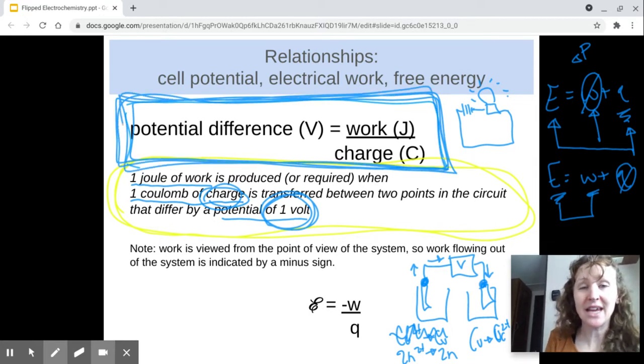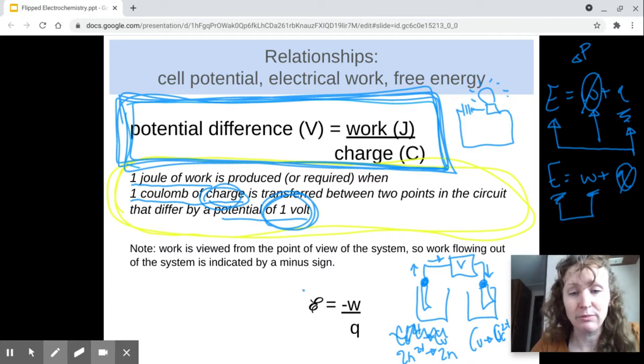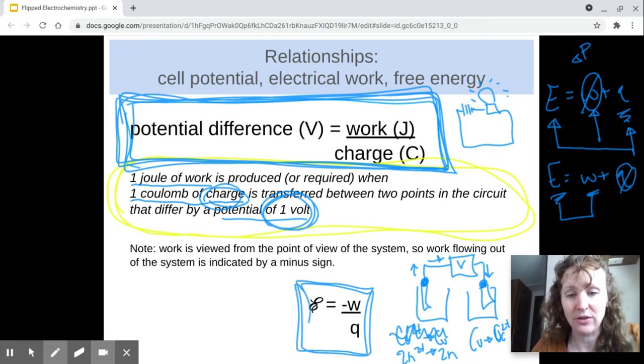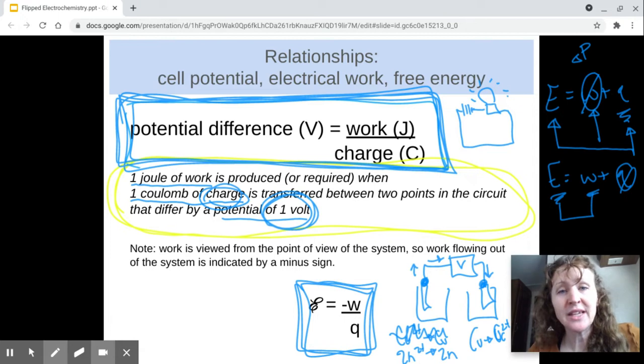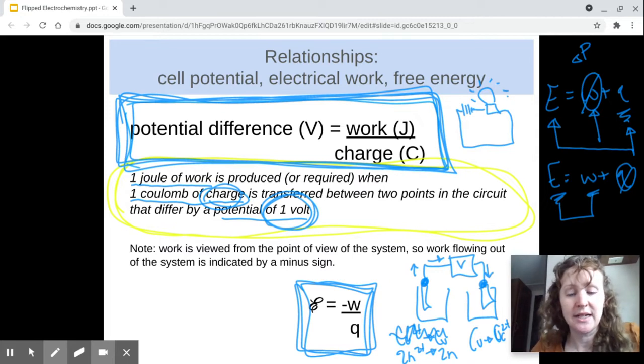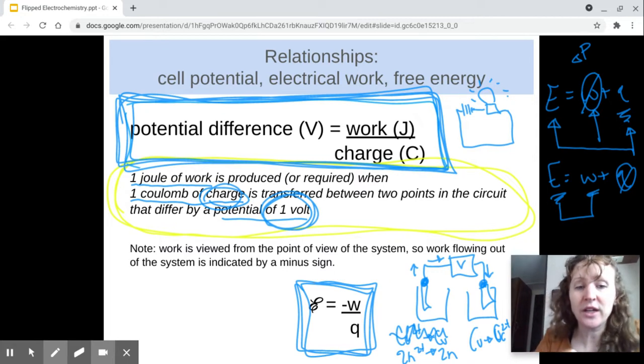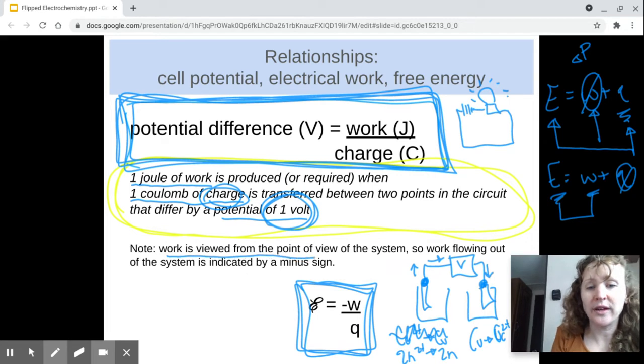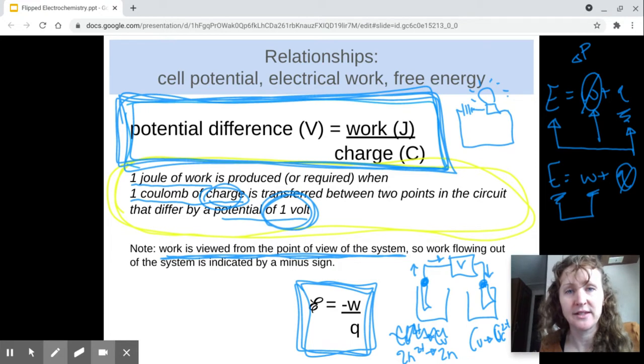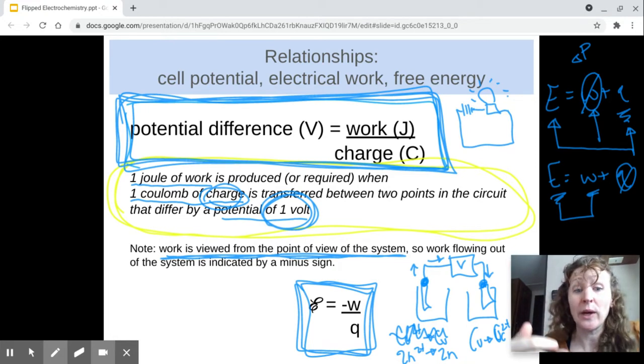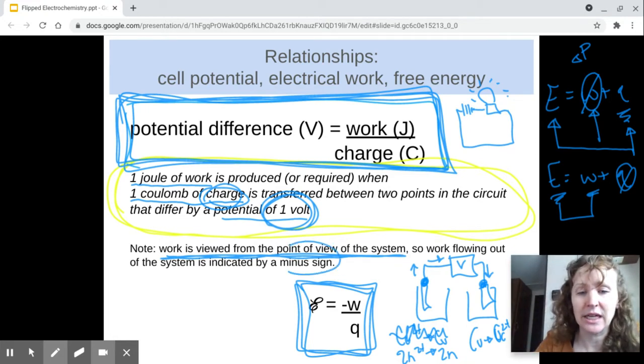Now, we can take the ones out of there and just make it an equation, and that's what we have down here. So the cell potential, that fancy E, is equal to work over charge, and we can calculate any of these variables when we're given the other two. One other note to see here is that work is viewed from the point of the system. It's from the viewpoint of the system. And so if work is flowing out of the system, that's going to be indicated by a minus sign.